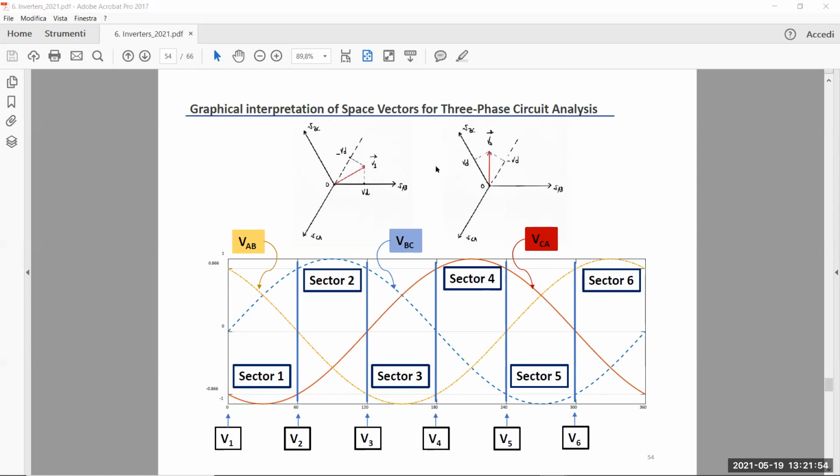This is another interpretation of the same representation. In practice, the space vectors represent the line-to-line voltage values that occur every 60 degrees in this way. The sectors are exactly what happens in between these two fixed positions. So the space vectors are fixed and they describe exactly what happens every 60 degrees of this three-phase evolution of the line-to-line voltages. This is a geometrical interpretation of what I already described in terms of the Park transformation.